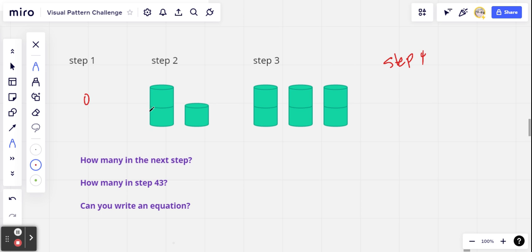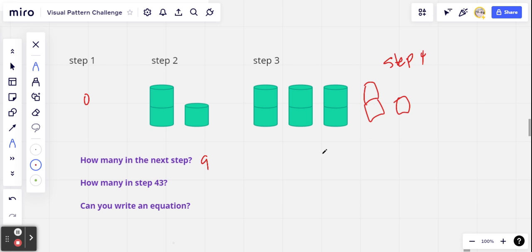To me, it looks like we're maybe adding 3. So we go from 0, we add 3, we get 3. If we add 3 more to that, we get 6. So I'm thinking we would just add 3 more cylinders on top of what we've got in step 3 for step 4. And that would be 9 cylinders in step 4. So that's my prediction for step 4.